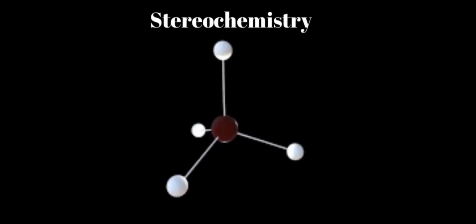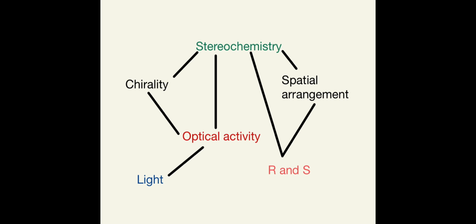Today we'll be talking about optical activity in stereochemistry. So when you hear stereochemistry, what comes to your mind first? We know that it's the 3D arrangement of atoms in molecules and how it affects their properties, like their spatial arrangement, their chirality, whether it's optically active, and then remember the R and S. But don't you wonder, what does the chirality have to do with light? And what does the R and S we see on the paper have to do with light? We're going to answer all this in this video.